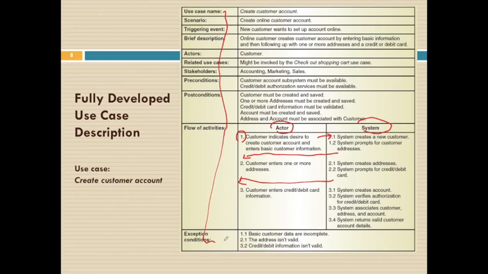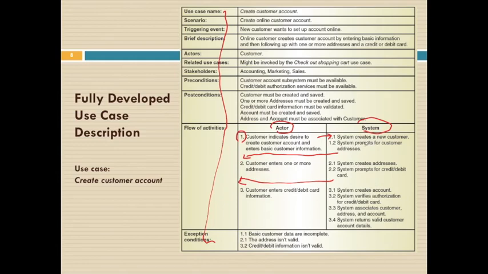Okay, and then we have exception condition. What is exception condition? Exception condition is the condition where the system doesn't respond accordingly. For example, in this flow of activities, we mentioned that the system will create a customer. System creates a new customer. We have the exception condition.